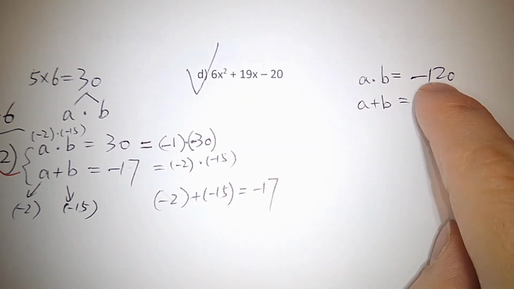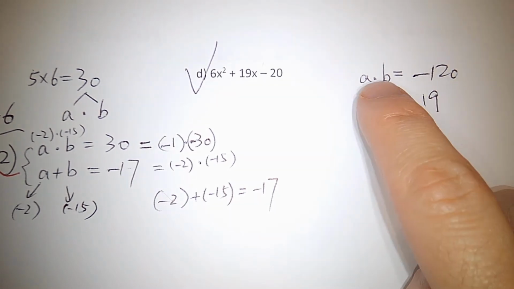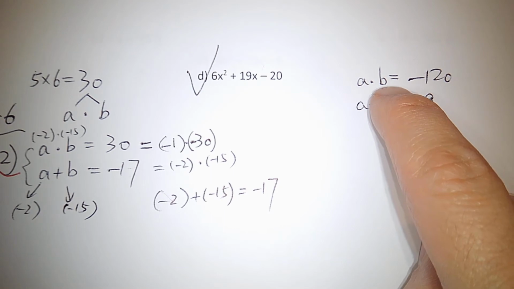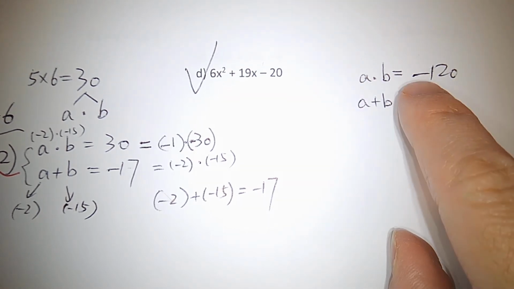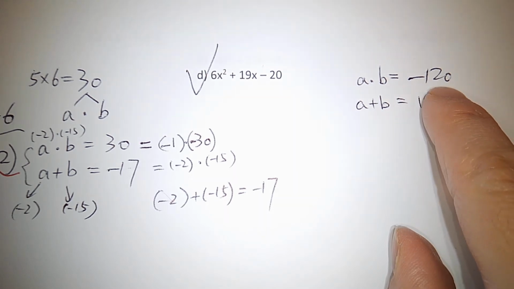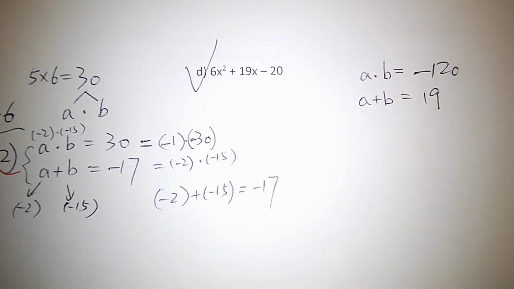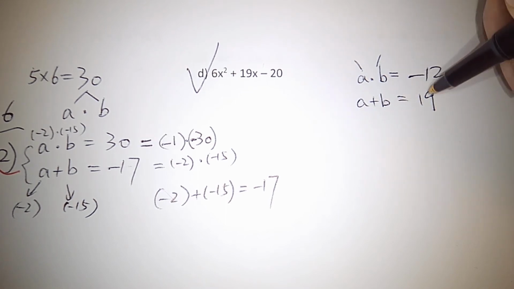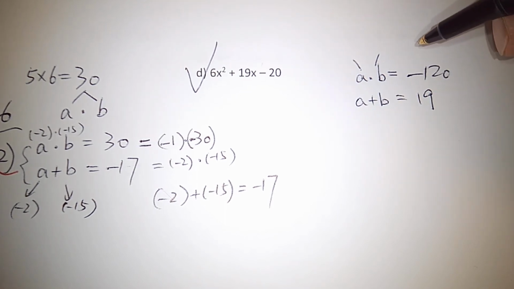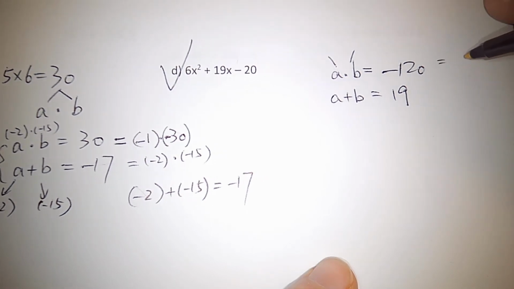When we factor a negative number, A and B must be one positive, one negative, right? In order to get a negative product. So negative 20 can be factored by what, such that the sum equals 19? Give it a try.